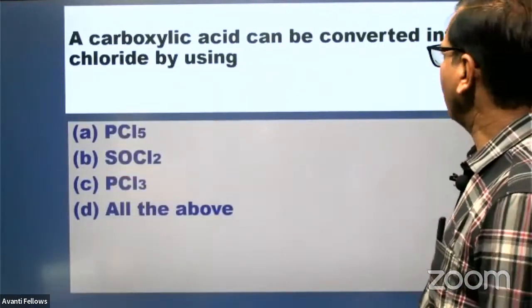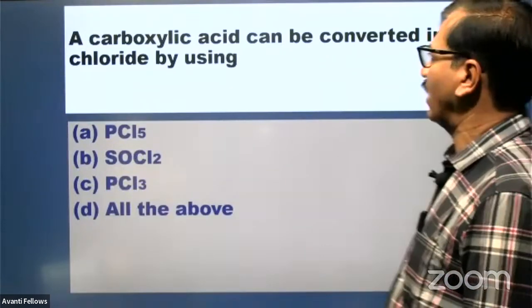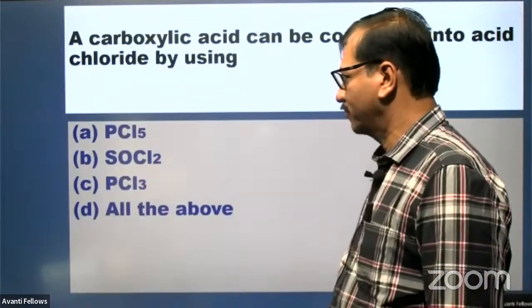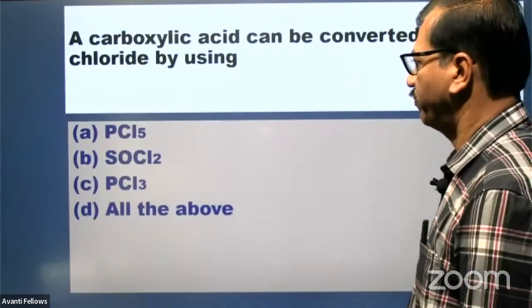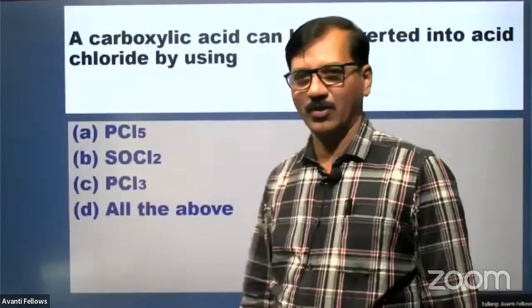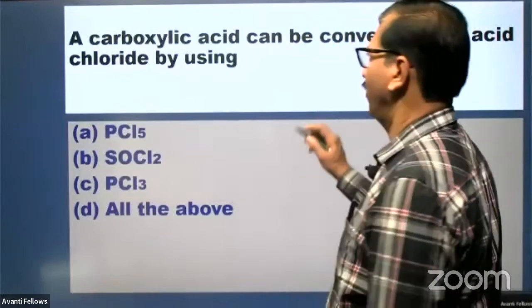A carboxylic acid can be converted into acid chloride by using... All of the above. Yes. All of the above is the right answer. Good. So you are remembering. Fantastic.